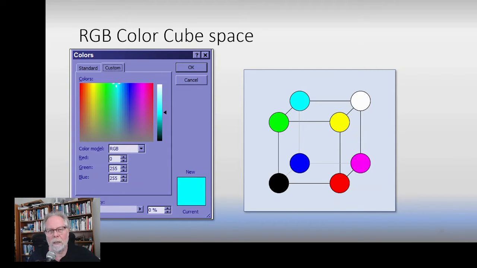We have black here, and as I add red, if I adjust this number here, the 0 that's for red, I'm going to move it in this direction. So that's a position in this cube. And if I add green from that black, I move up in this direction. If I add blue, I move backward. And all of the different combinations are there.